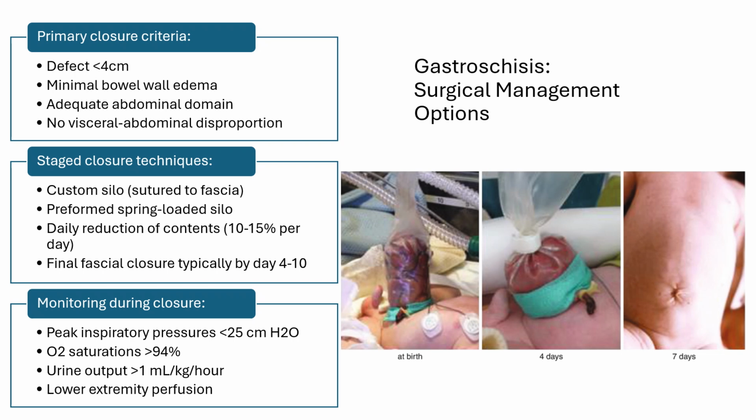Most infants achieve final closure between day 4 and 10. The timeline depends on individual tolerance for bowel reduction. Throughout this process, the same monitoring parameters guide clinical decisions. The fundamental principle remains consistent. Safe closure with preservation of organ function takes precedence over speed of repair. Success is measured by achieving secure fascial closure while maintaining adequate respiratory function and organ perfusion.